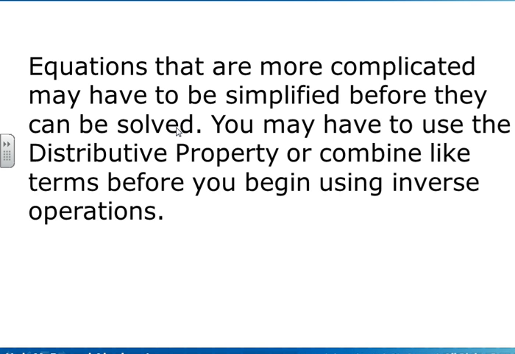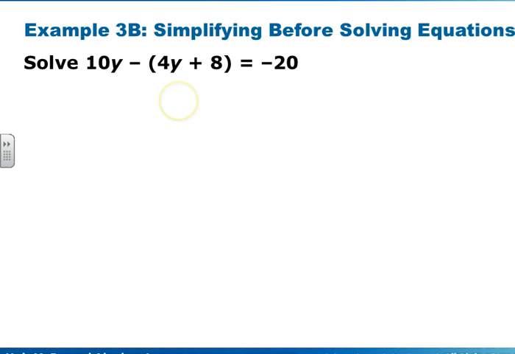Now sometimes we might have to do multiple steps, so let's jump to that. They are very easy since we already know how. Let's do this one together. Here's 10y minus the quantity of 4y plus 8 is equal to negative 20.